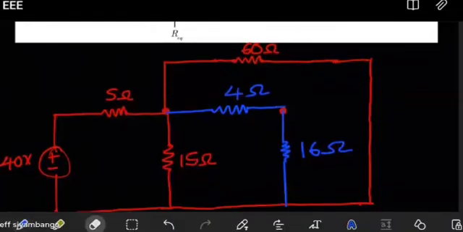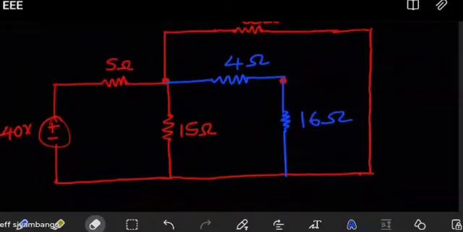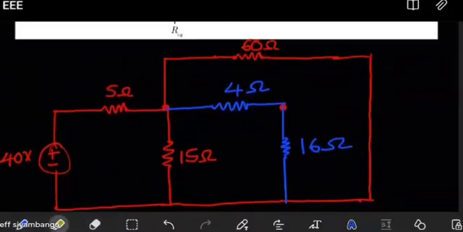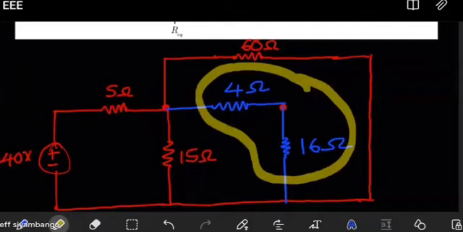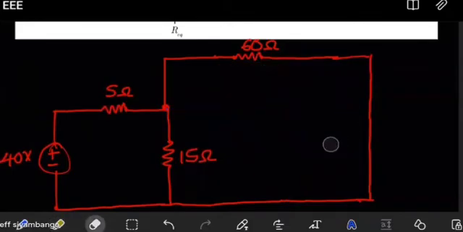So that is done. Now it becomes quite obvious what happens. When we observe, these two are now in series with one another. So the 4 and the 16 are now in series. We're just going to add them and we get 20. So in our new circuit, we're going to remove these, and in place of these, we're going to put 20.